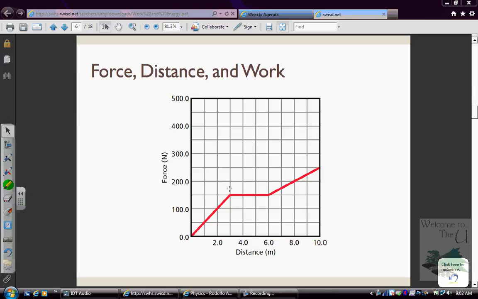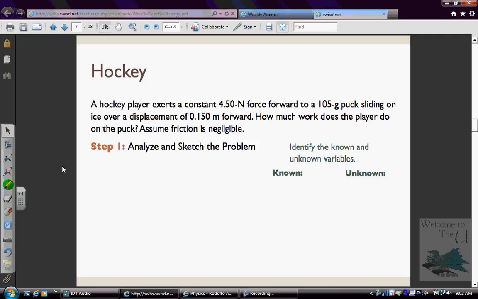Again, we would just use the equations for a triangle, which is 1/2 base times height, and then for the rectangle and the squares here, we would use length times width, just to add everything together. Okay, so let's take a look at an example problem.